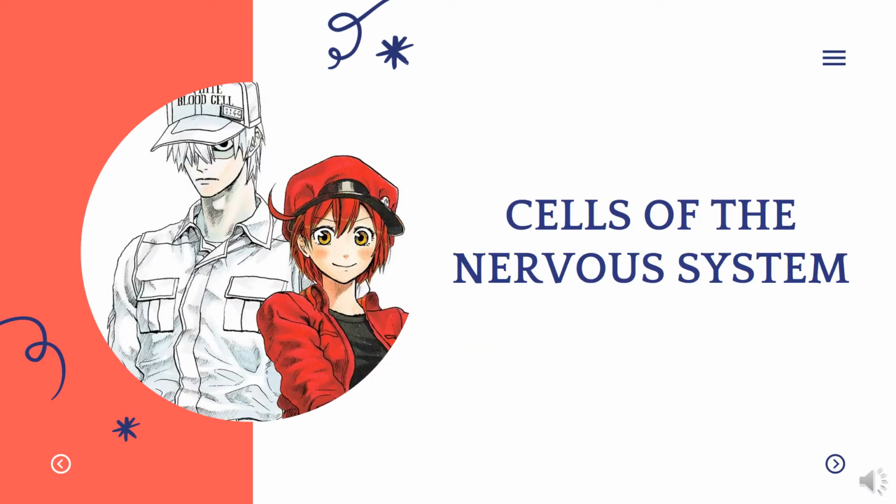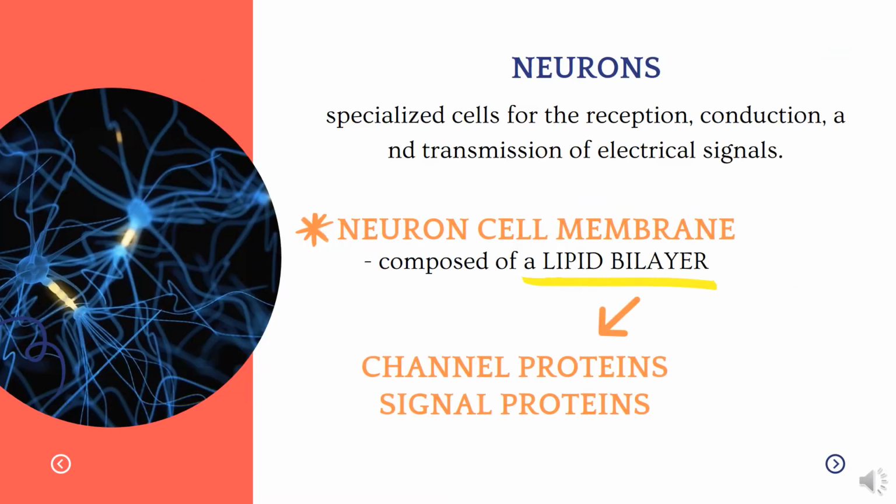And now we're going to talk about the cells of the nervous system. Neurons: specialized cells for the reception, conduction, and transmission of electrical signals. The neuron cell membrane is composed of lipid bilayers, which have two layers of fat molecules, with channel proteins and signal proteins.